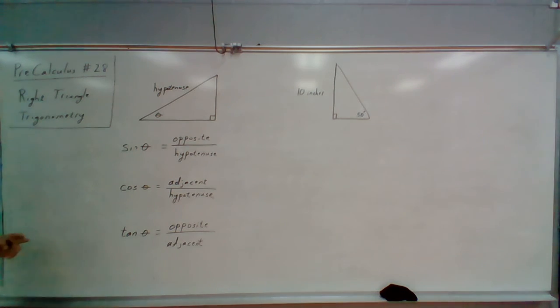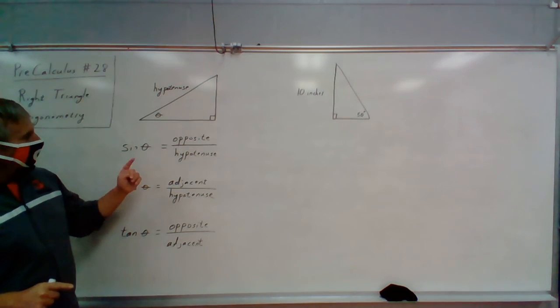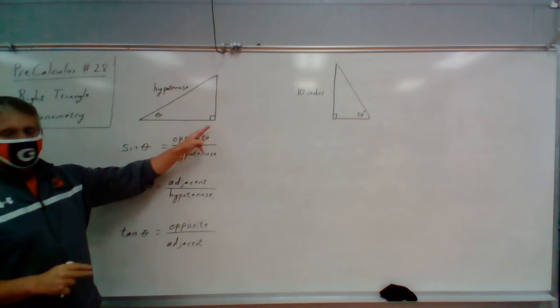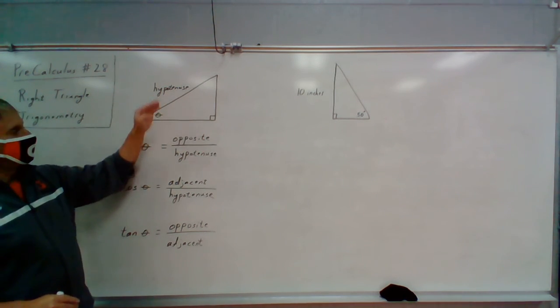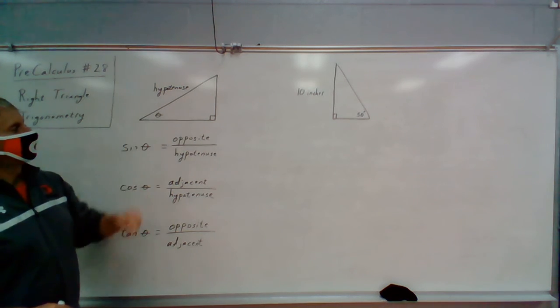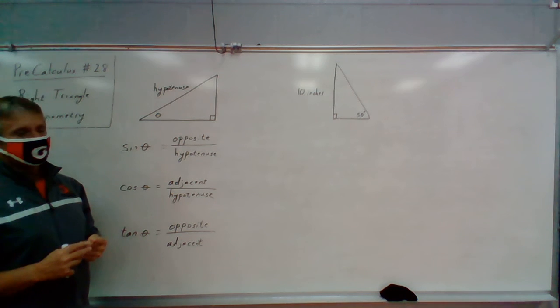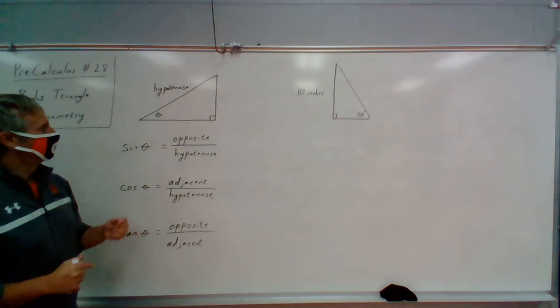Okay, and then we have two other terms that we need to talk about. We have the opposite side and the adjacent side. And now your hypotenuse will always be the same no matter what. It's the side directly across from the right angle. Opposite and adjacent sides are relative terms. They're relative to the angle that you're talking about.